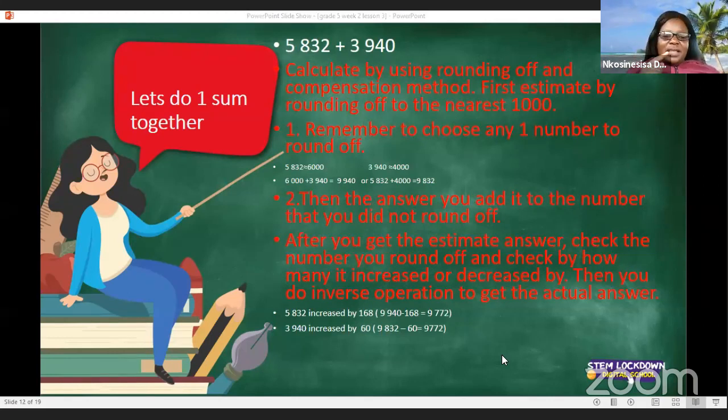So now remember, we said inverse operation. You take your estimated answer, which was 9,940. Because we increased, it means that we have to subtract. So you take the 168, because we increased, we have to do the inverse. We subtract it from the estimated answer, and the answer that you get is the actual answer.